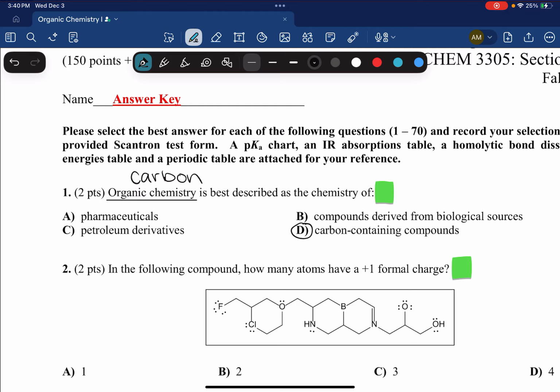So the answer is D, because compounds derived from biological sources? No. Pharmaceuticals, I think they mentioned medicine like a few times the whole semester just as like a neat fun fact. And then petroleum derivatives does not even make sense.